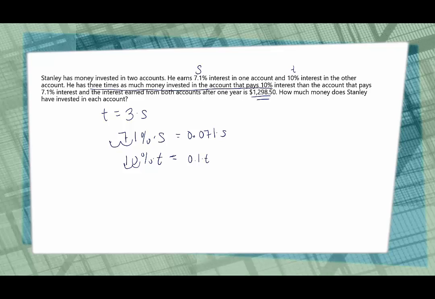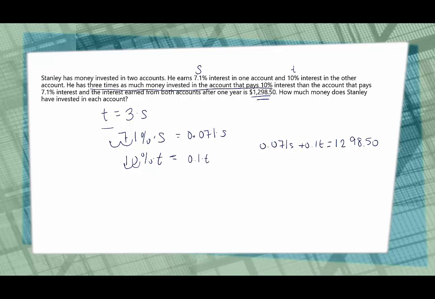So now we're going to write an expression where we add them together: 0.071 times S plus 0.1 times T. And we know that this equals $1,298.50. Okay, wait, but we have one equation with 2 variables. That's not good. How can we get rid of one of these variables?